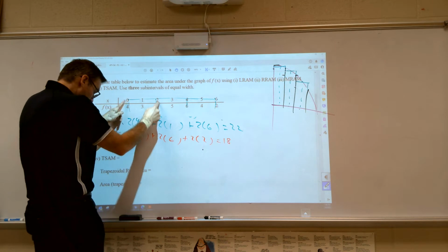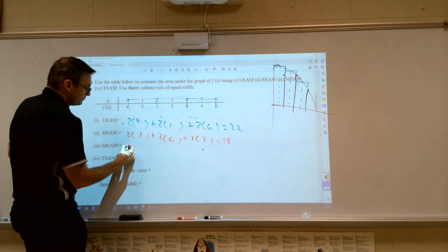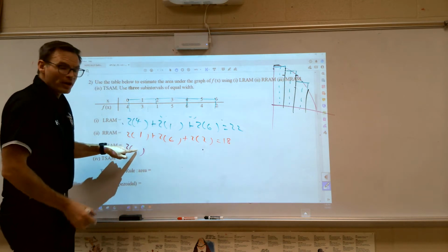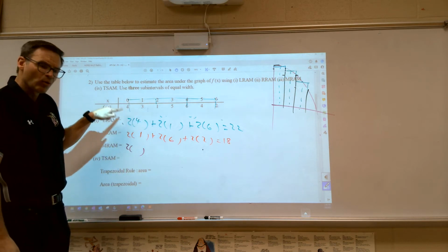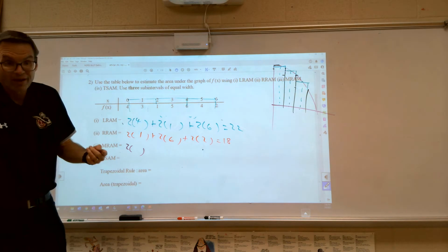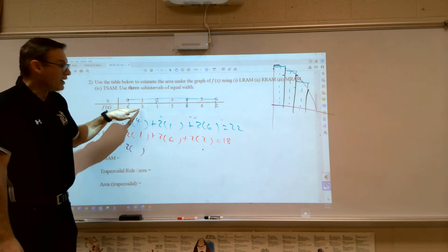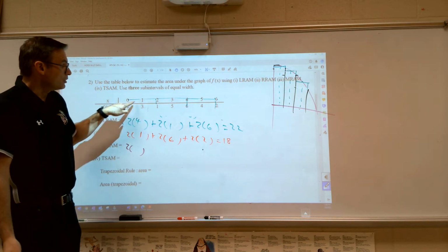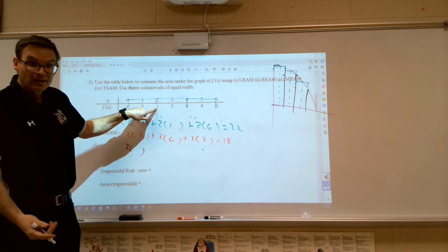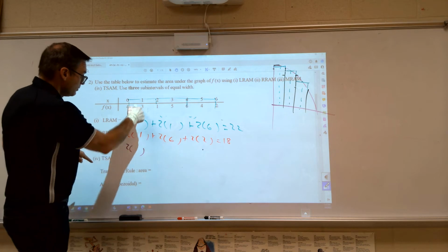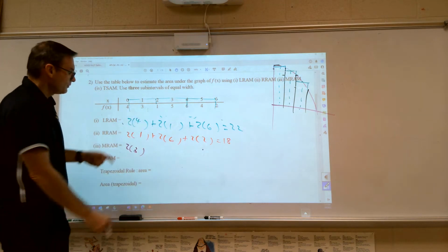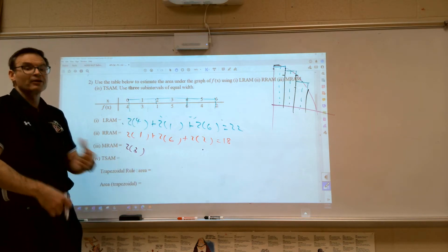The base of the rectangle is 2. And what goes here is the height. Now, if I say LRAM, that means your height is your y value, so you get your y value from the left. If it's RRAM, you get your y value from the right. If it's MRAM, you get your height from the middle. And so that would be a 3. And so this would be the area of the first rectangle.